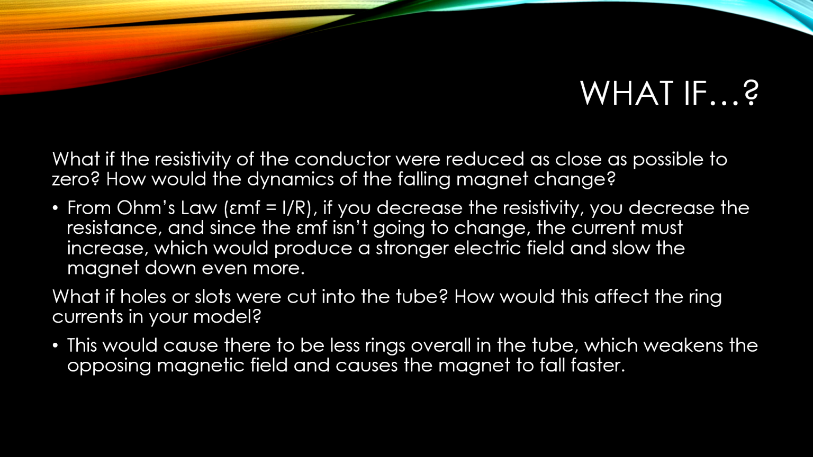What if the resistivity of the conductor was as close to zero as possible? Because EMF equals I times R according to Ohm's law, decreasing the resistivity decreases the resistance, which would cause a stronger induced current and opposing magnetic field, slowing down the magnet further. What if holes were cut into the tube? This would effectively cause there to be fewer rings in the tube, which weakens the opposing magnetic field and causes the magnet to fall faster.